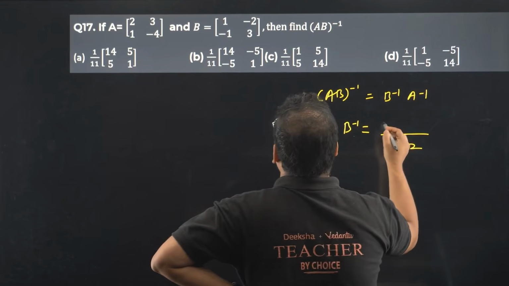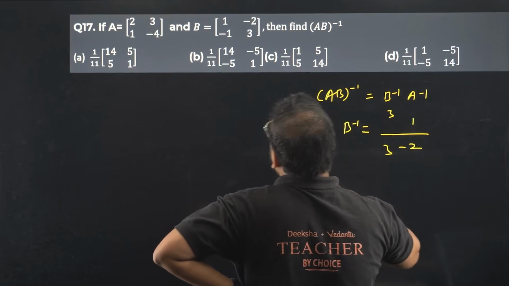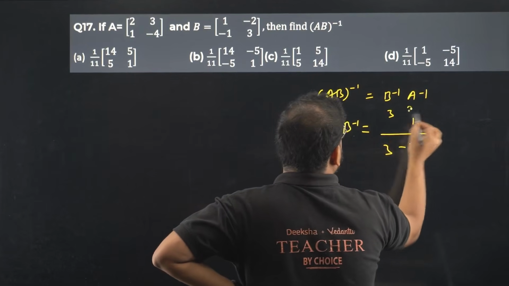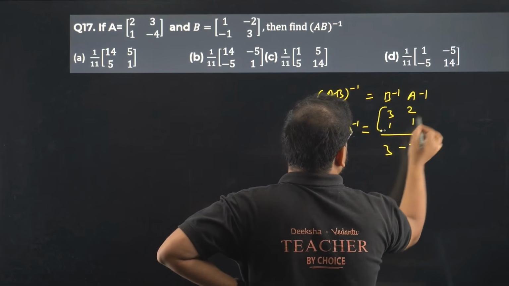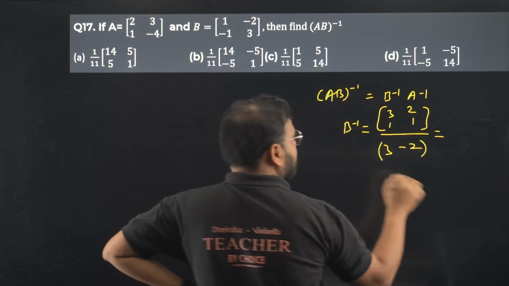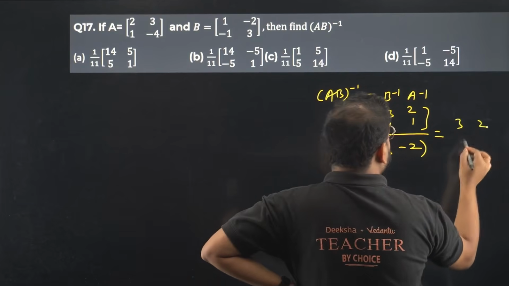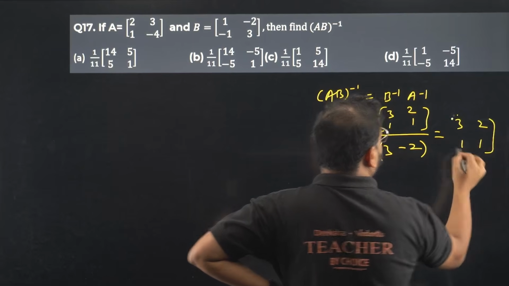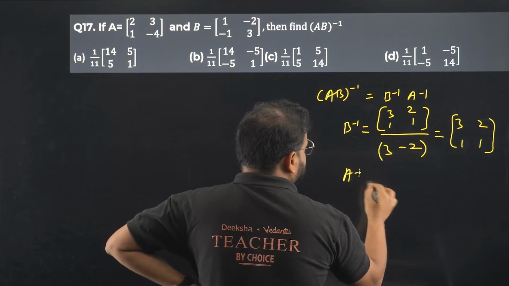And for the adjoint, what do we have? 3, 1, 3, 1 and sign change, so 2 and 1. That's my adjoint, right? So I get the value as 3 minus 2, which is 1. So B inverse is 3, 2, 1, 1. That's my B inverse. Let's find A inverse now.